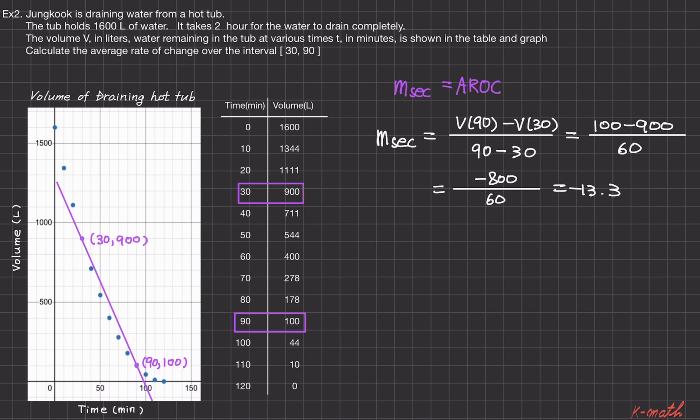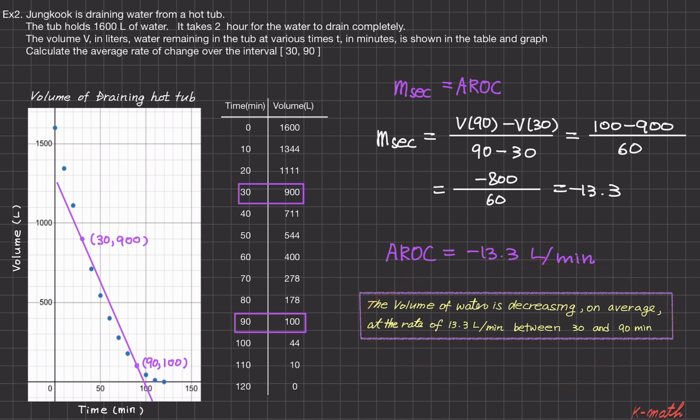Let's think about what this number means. The top of the fraction is volume in liters, and the bottom is time in minutes. So, our average rate of change is minus 13.3 liters per minute. This means the volume of water is decreasing on average at the rate of 13.3 liters per minute between 30 and 90 minutes.